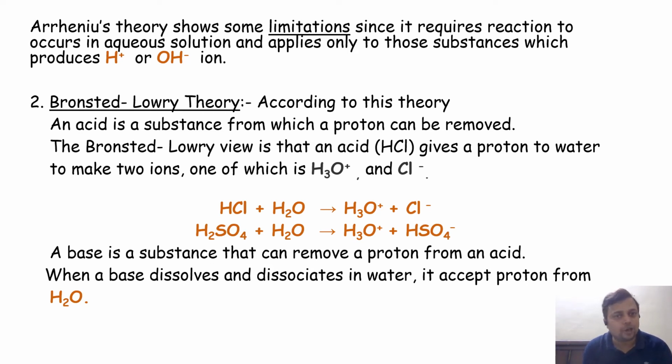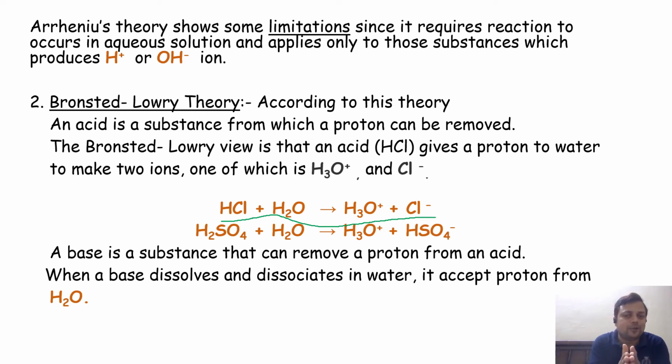Second is the Bronsted and Lowry theory. According to this theory, an acid is a substance from which a proton can be removed. A simple example is given here. HCl reacts with water and is converted into hydronium, H3O plus, and chloride, Cl minus. So H2O is able to remove the proton from hydrochloric acid. So hydrochloric acid works here as an acid.